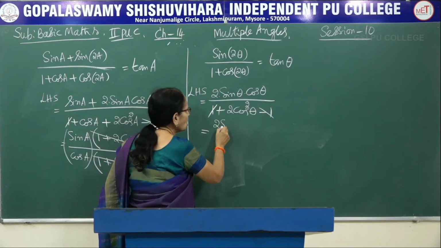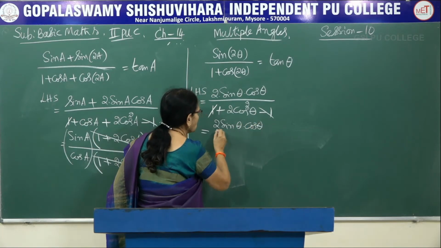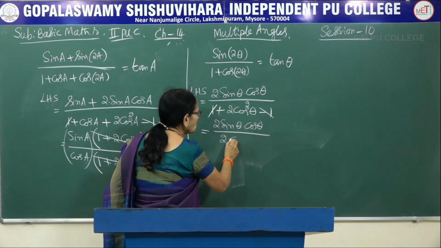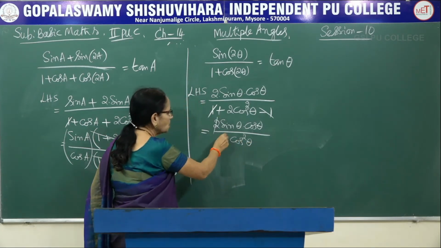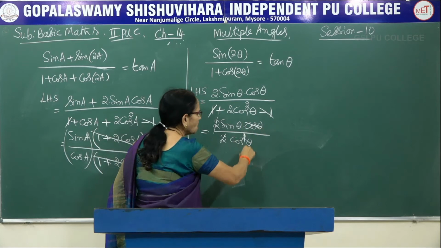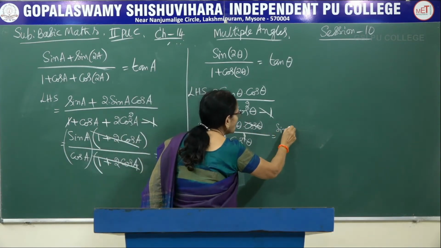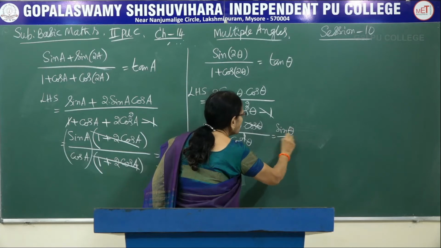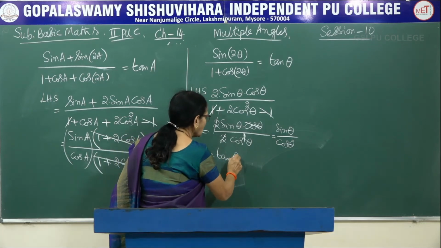What is remaining now? It is 2 sin theta into cos theta. Denominator 2 times cos square theta. Cancel 2 and 1 cos theta can be cancelled. What is remaining now? It is sin theta and another cos theta in the denominator. Clearly we see that it is equal to tan theta.